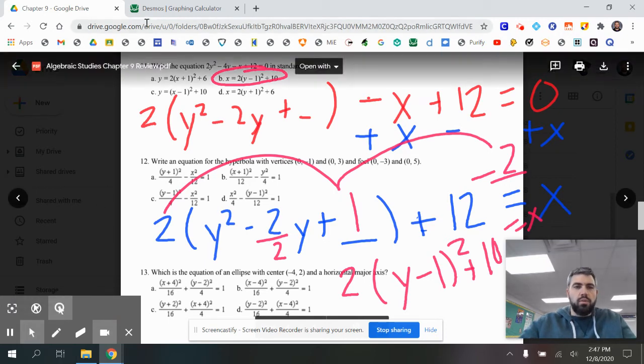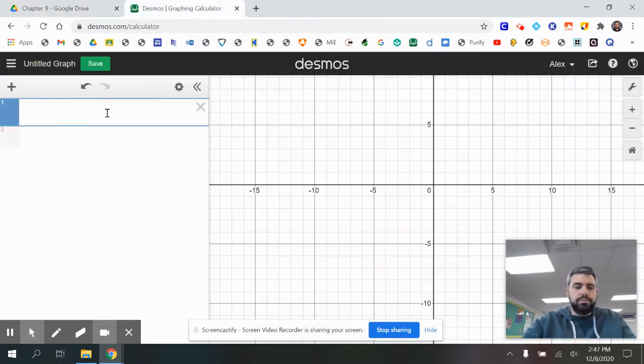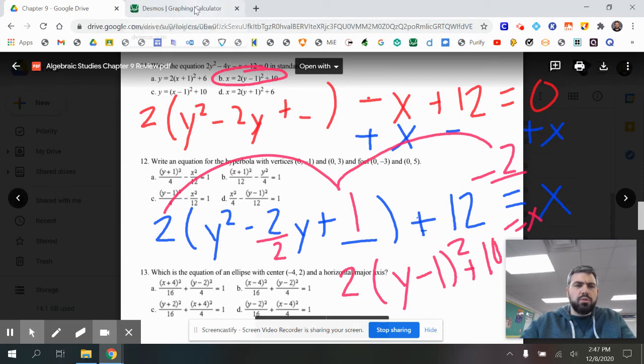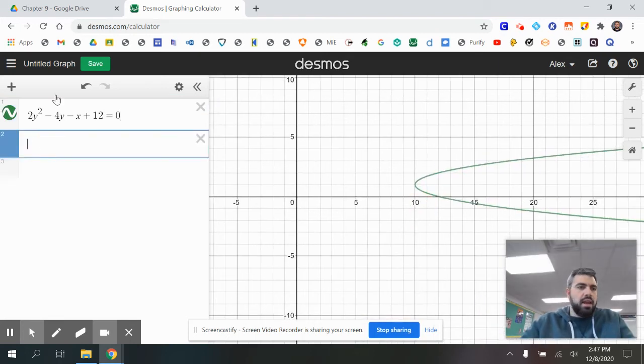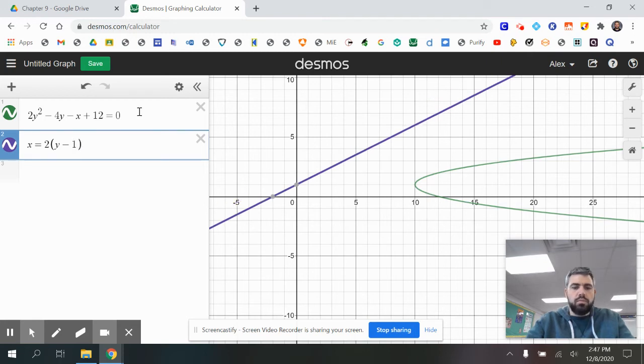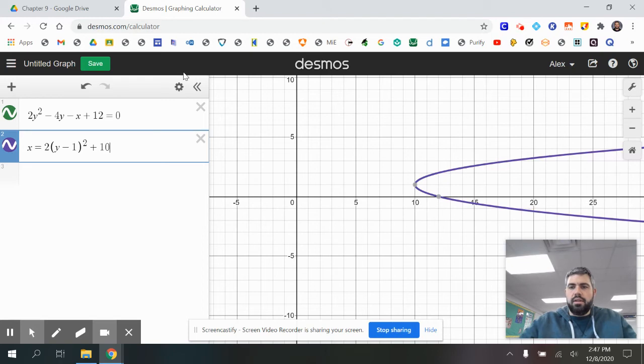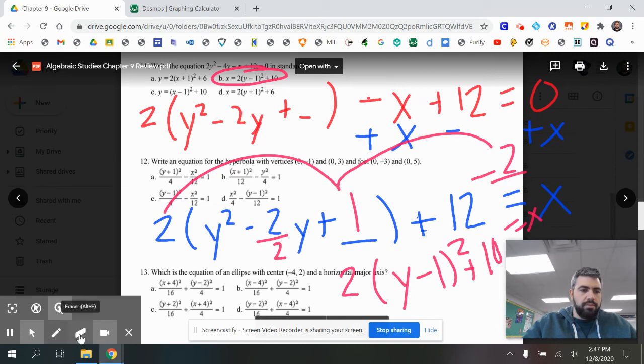So what we'll do is we'll just graph 2y squared minus 4y and minus x plus 12 equals 0. Okay, and we see some parabola lying on its side just like that. And we're going to graph what we just had, which was x equals 2 times the quantity y minus 1 squared plus 10. And you'll see purple and green are right on top of each other, so we know for sure they are equal. Okay?